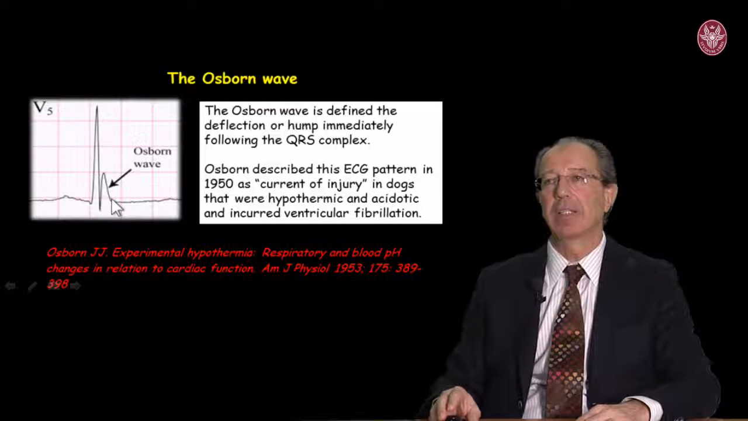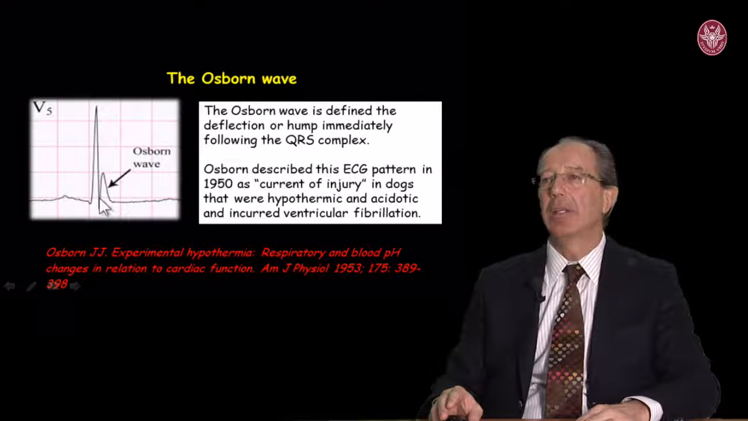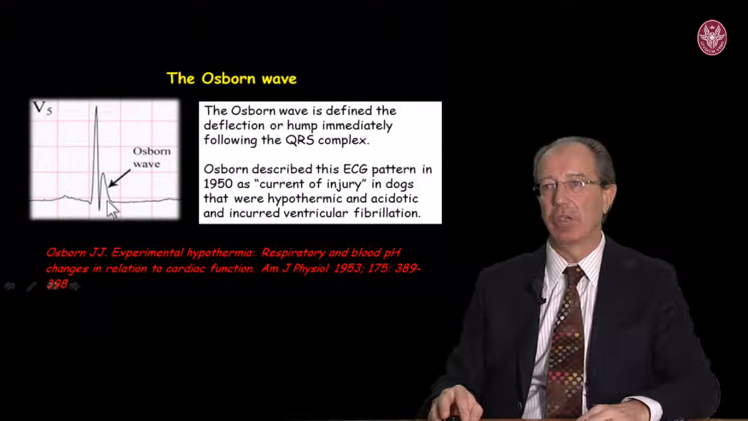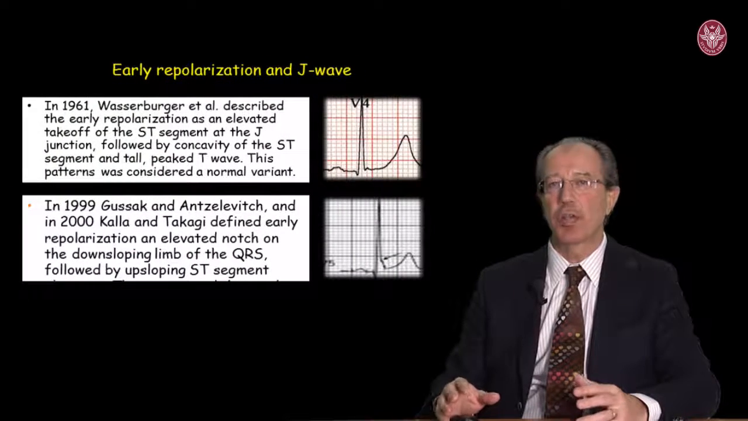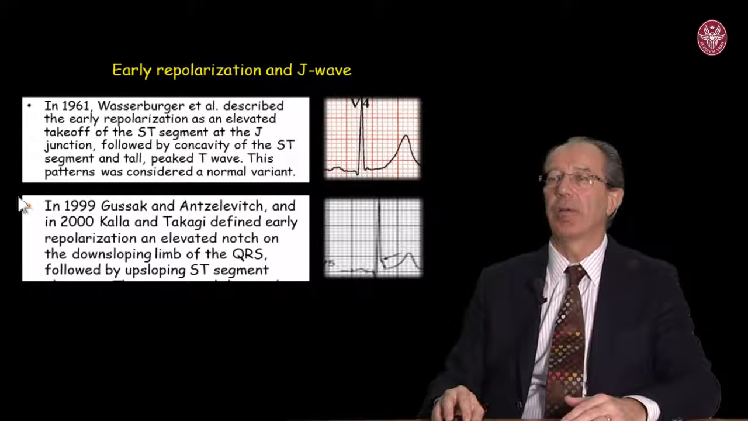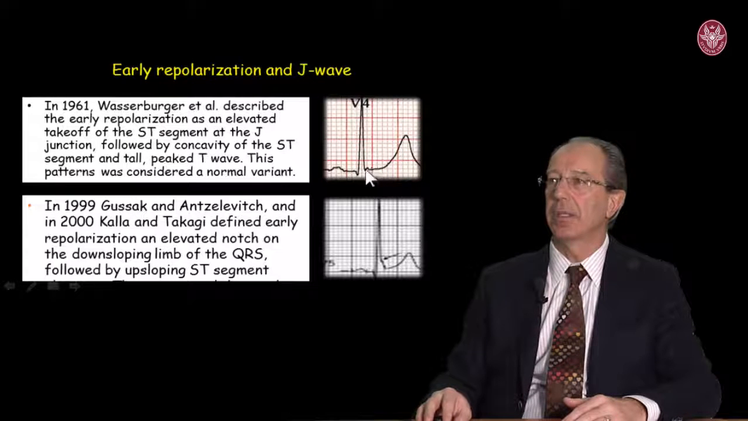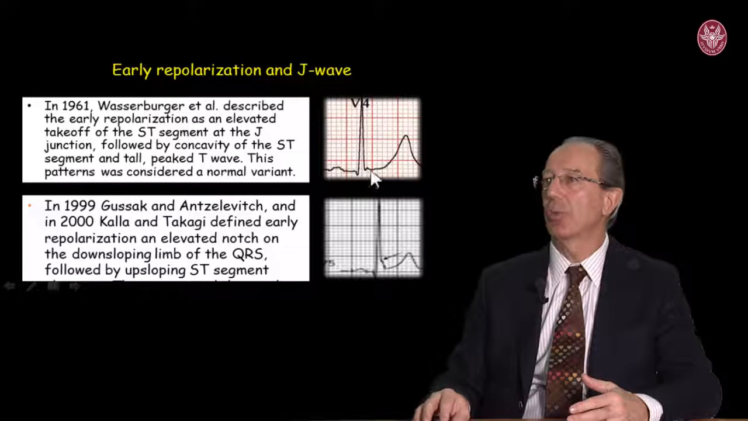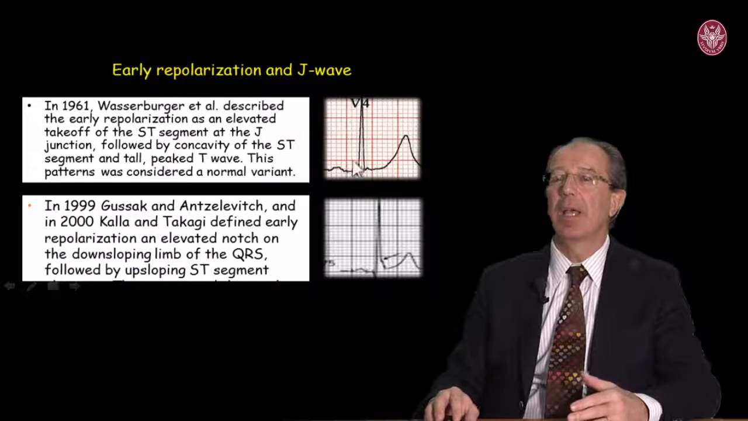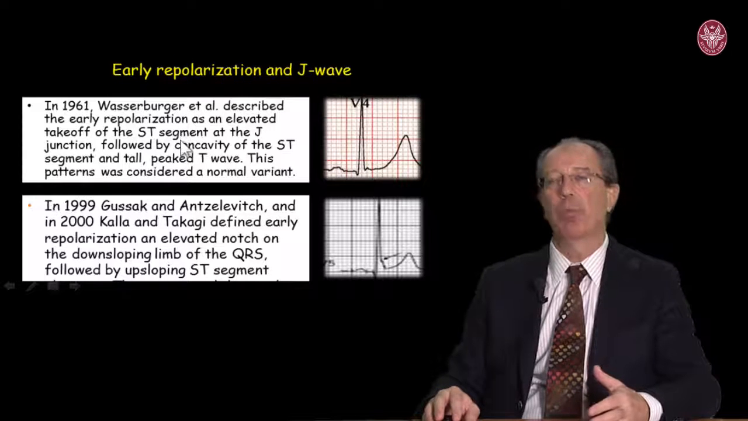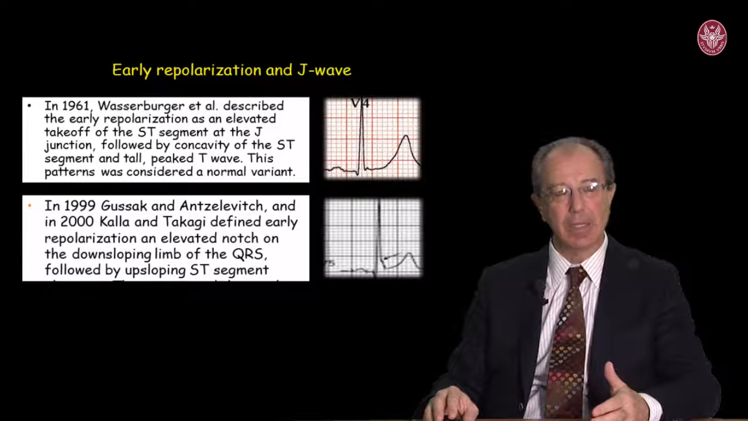And they developed this kind of changes on the 12 lead ECG just preceding the occurrence of ventricular fibrillation. In subsequent time, however, early repolarization has changed meaning. For several years, early repolarization was considered this pattern here, where the main feature is the ST segment elevation, followed by a positive T wave in precordial leads. This particular pattern has been described by Wasserburger and others, and in the general population, including athletes, and has always been considered a kind of normal variant deprived of clinical significance.